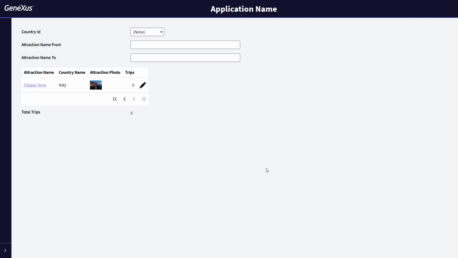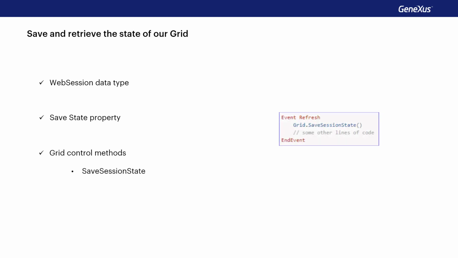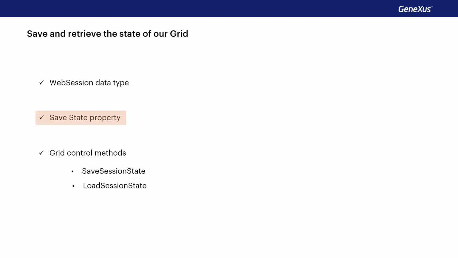We have two other ways of saving and retrieving context information, which we will not go into in more detail. One of them is by using the following methods of the grid control. Save session state, which allows saving the state of the grid, and load session state, which will allow retrieving the state of the previously saved grid. Using these methods is equivalent to using the save state property of the grid that we just saw.